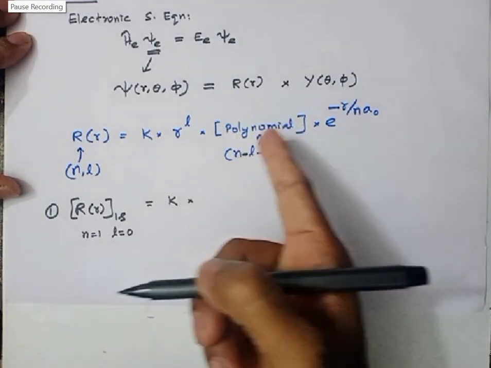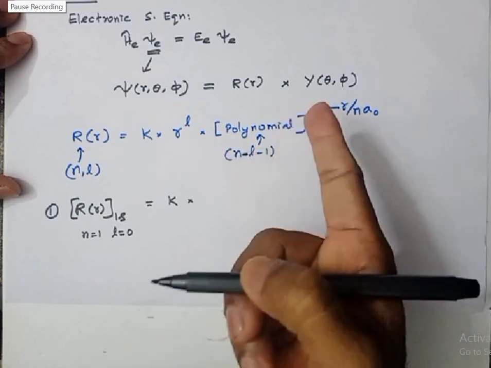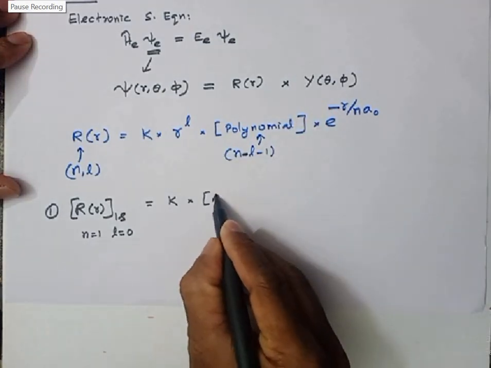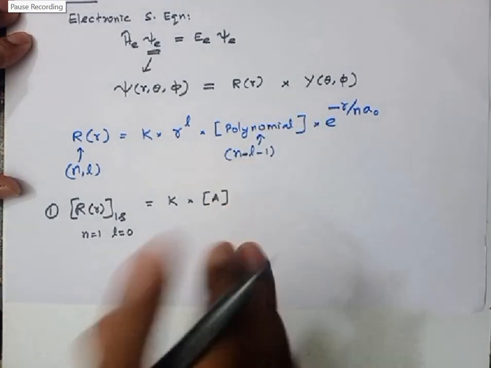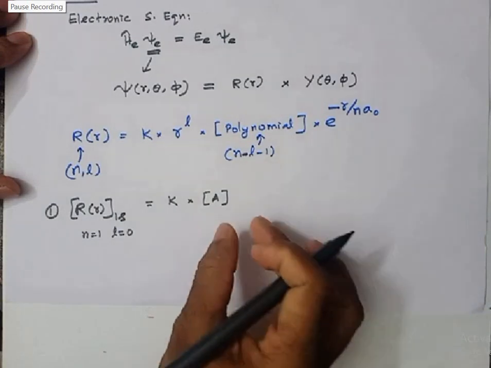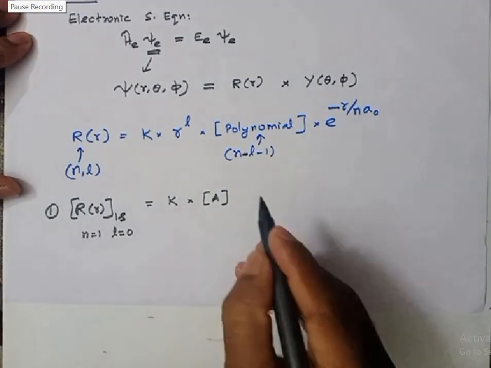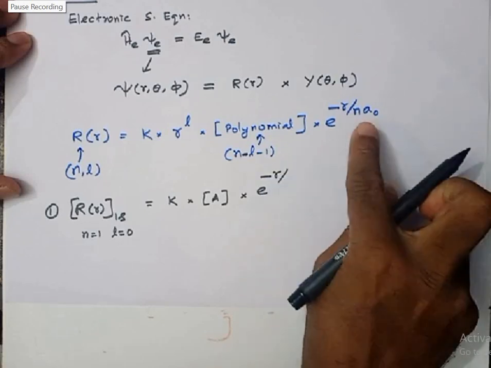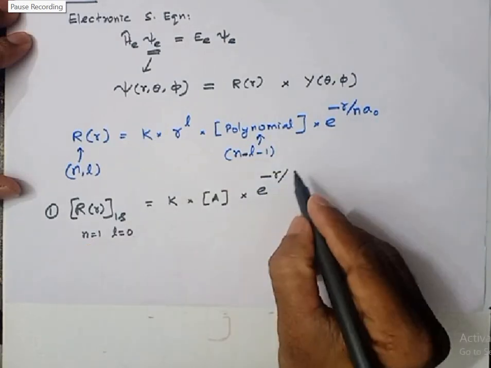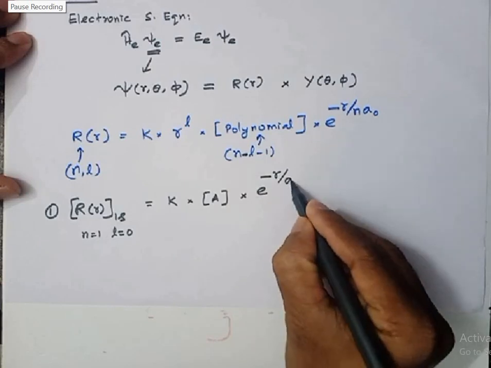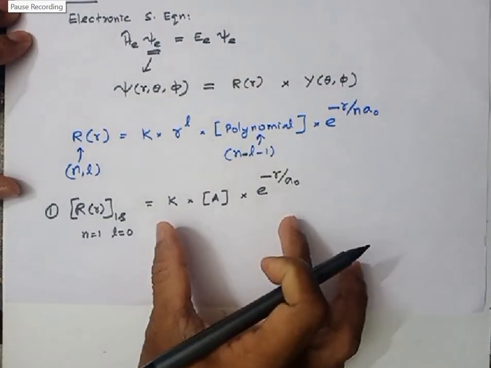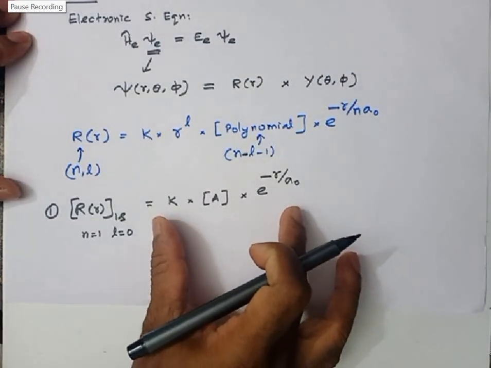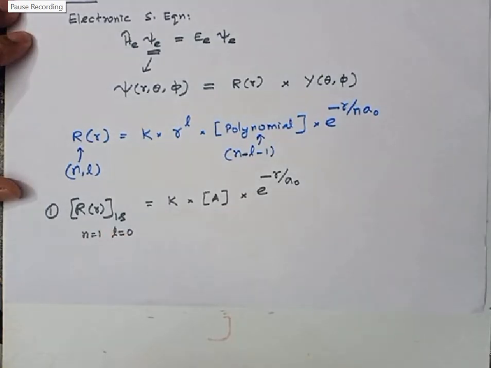If you get degree 0, that means you will be having only some constant here. The polynomial is a constant. You will get some constant a. Then into e power minus r by the principal quantum number, which is 1 here, so 1 into a naught, that is a naught. This is the radial part of the wave function for 1s orbital.